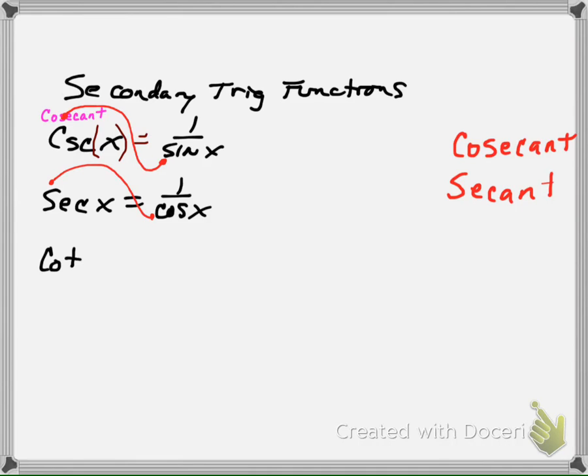The last one is cotangent. And cotangent is the flip of the tangent. That one you really shouldn't need a trick for. Cotangent and tangent, for crying out loud. It's the same word.